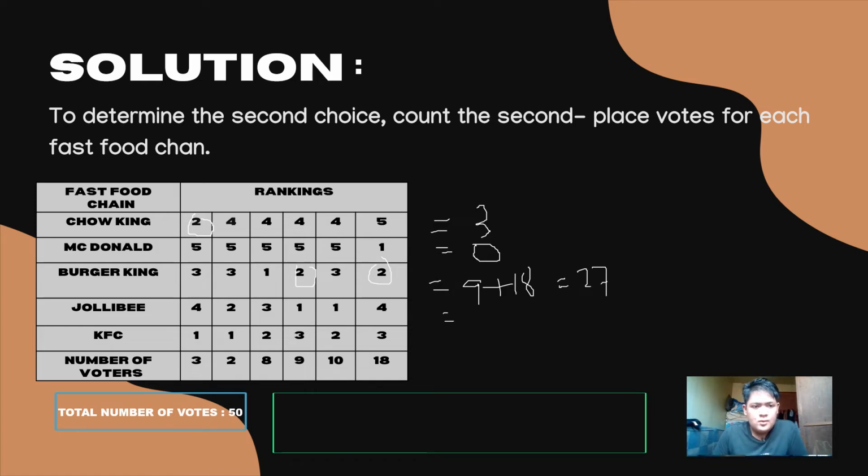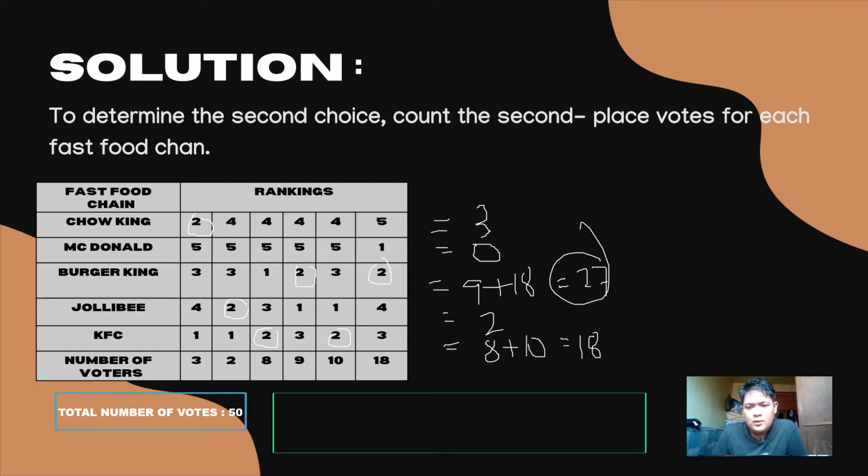Next is Jollibee. They got 1 second choice, so the equivalent number of votes is 2. Then KFC got 2 second choice votes, equivalent to 8 and 10, so it's 18. So the second majority votes go to Burger King, which is 27.